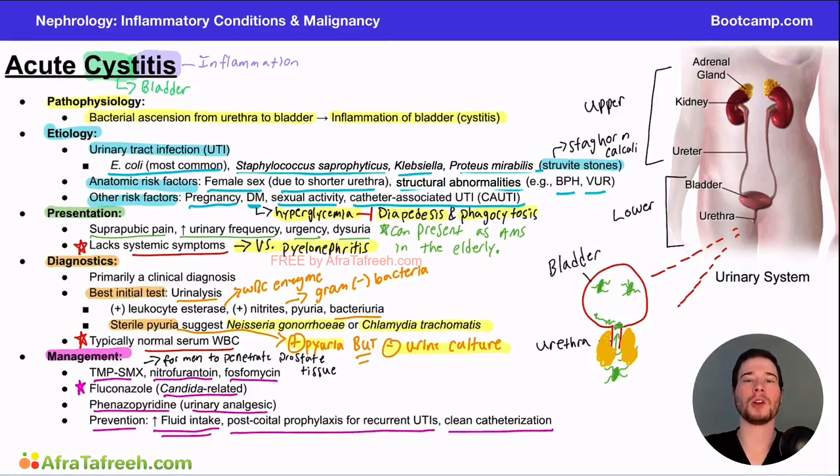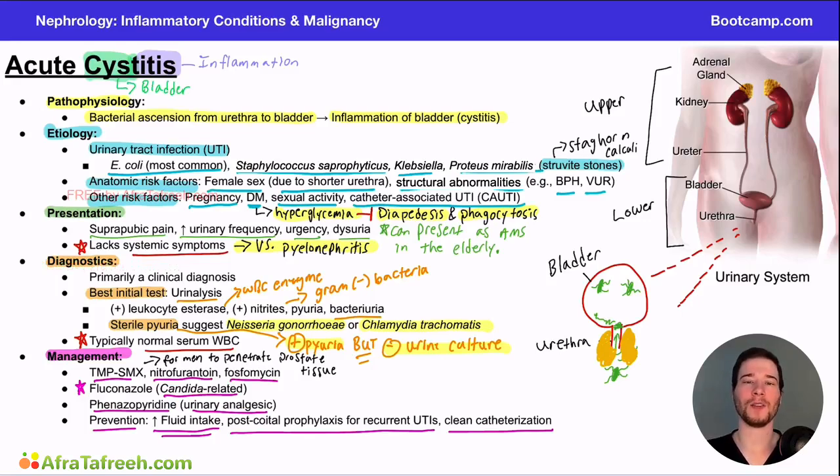Recurrent UTIs is characterized by greater than or equal to 3 different episodes of UTI with a culture-proven result within a 1-year period, or greater than or equal to 2 episodes of symptomatic culture-proven UTIs within a 6-month period. So if this is occurring, this is considered a recurrent UTI in which patients can be put on prophylactic antibiotics.